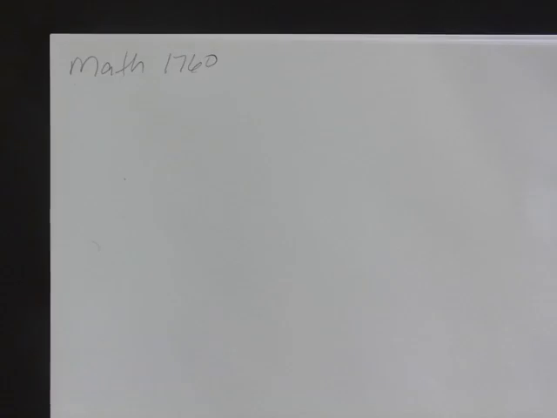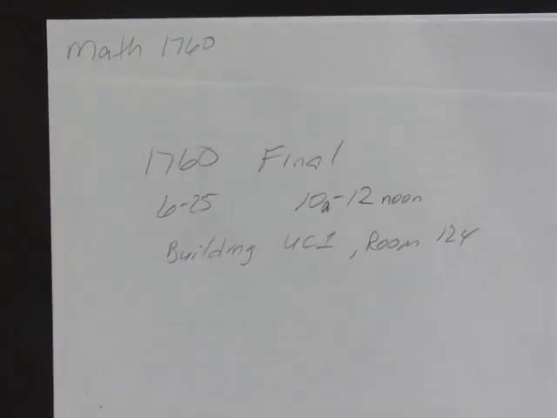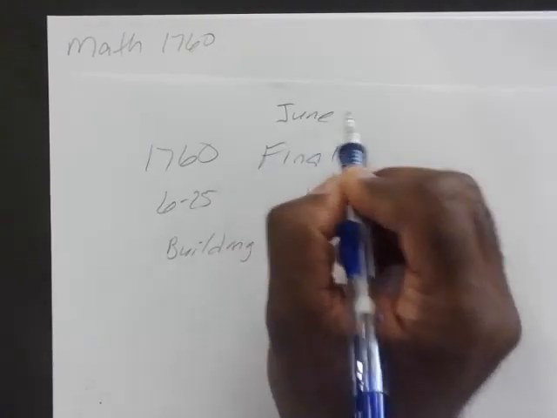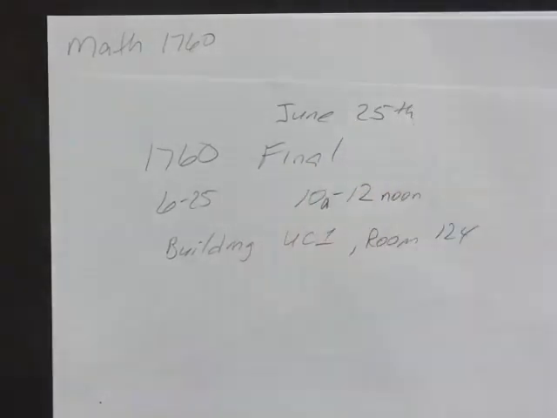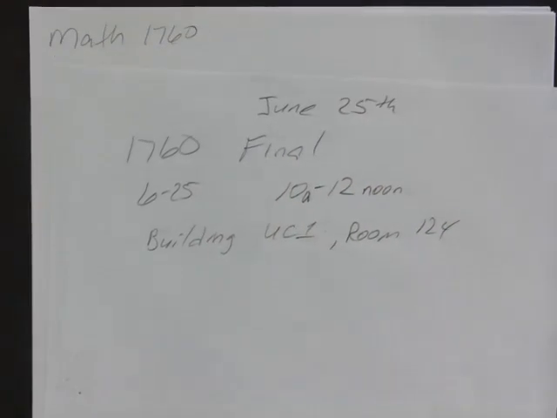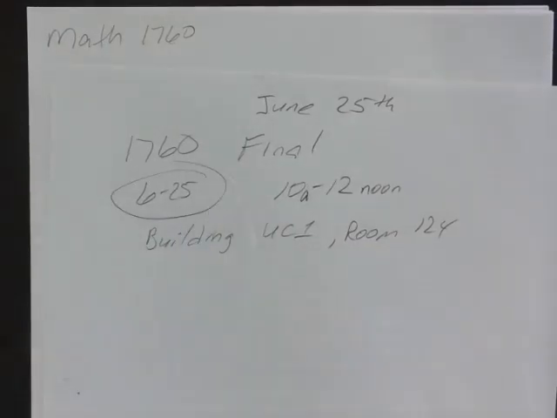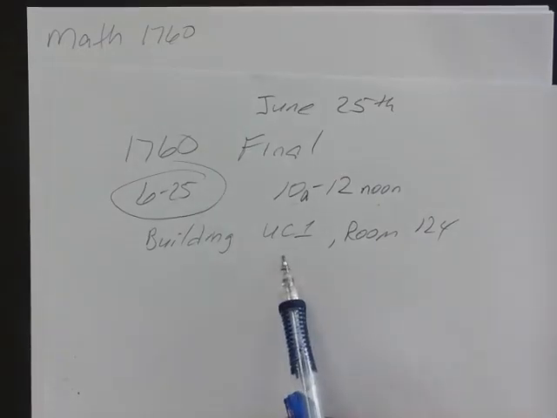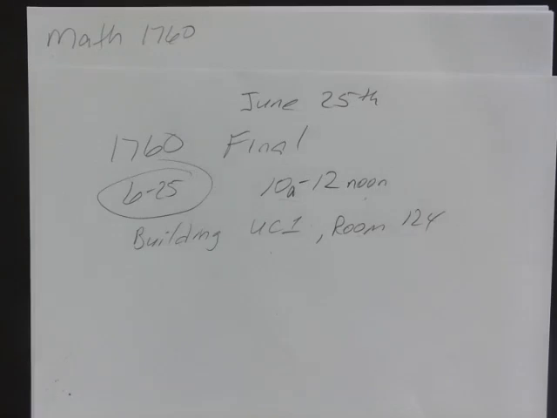All right, everyone. I just received an email last night telling us our final exam room location. So on June 25th, let me write that out. And I already sent out an announcement. So on Thursday, June 25th, that's our final exam. Oh, dang it, I forgot I already wrote it right there. It's from 10 a.m. to noon in building UC1 in room 124.